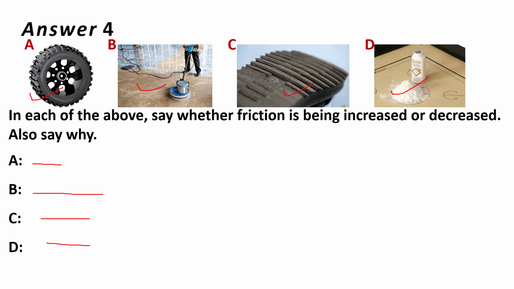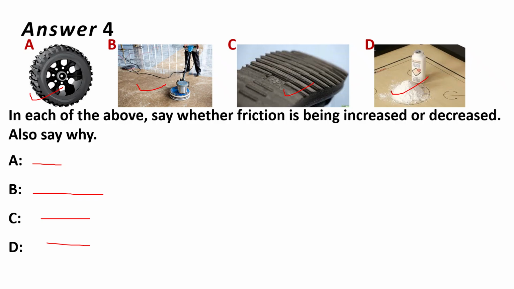So case 1, the tread. These designs are called tread. The tread pattern increases friction to improve control and braking. Number 2, picture B, polishing the floor to decrease friction and make it smooth. C, these patterns or designs at the bottom of the shoe increase friction, so that you don't slip and fall, you get a good grip. And lastly, powder on the carom board decreases friction so that when you hit the carom pieces, your striker would move smoothly across the carom board.